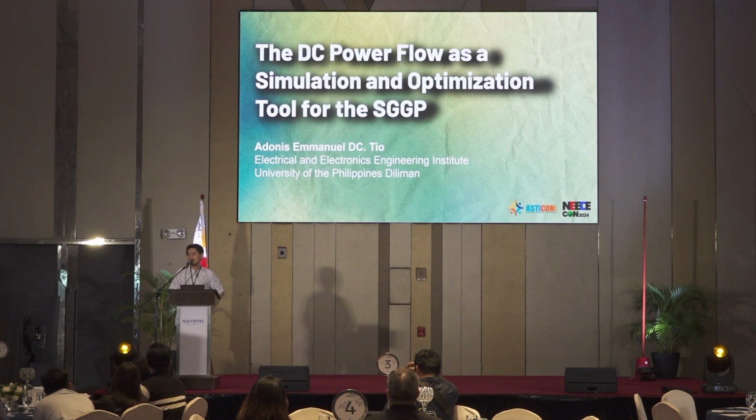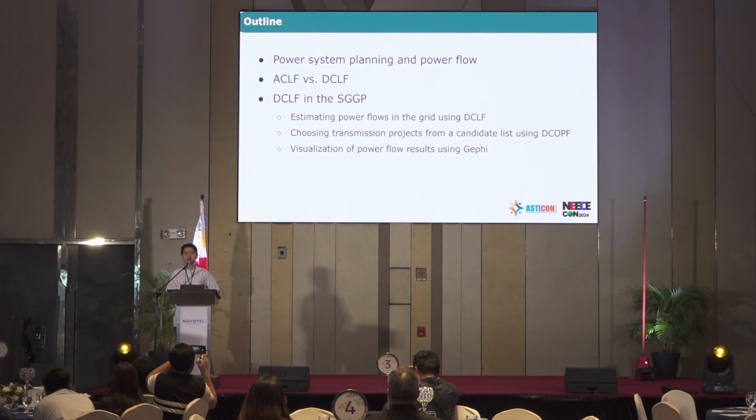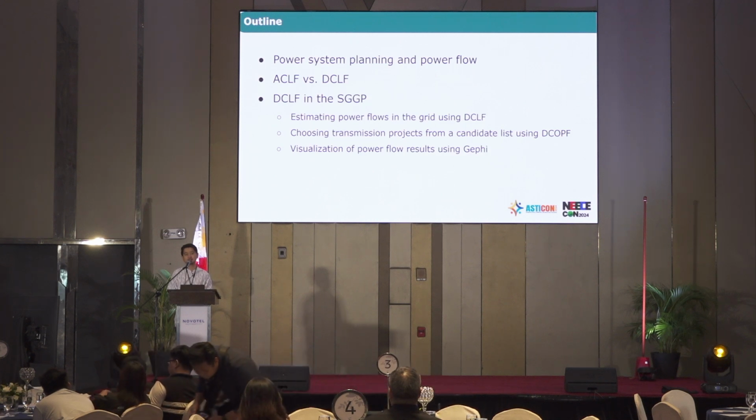Okay. Good afternoon, everyone. So I'm Adonis Emmanuel Tio, and I'm part of the team working on the SGGP. I'll be discussing the DC power flow as a simulation and optimization tool for the project. Essentially, DC power flow is the main tool or process that we use to compute the power flowing in the transmission network. And this is an important part of the project because this is what we use to check whether the projects that we add are already sufficient. Kung sapat na ba yung transmission lines at transformers na dinagdag.